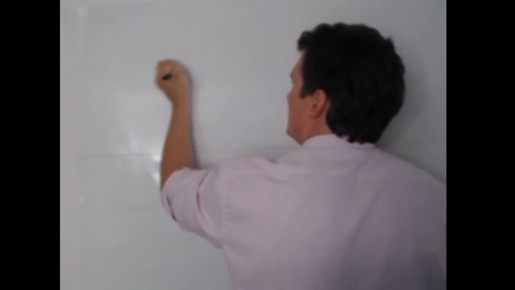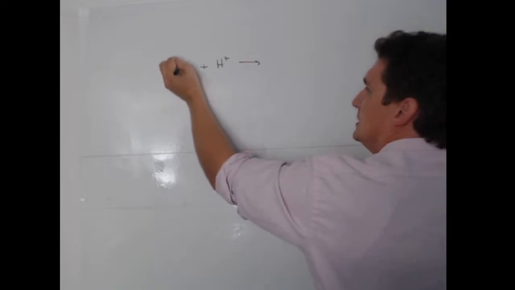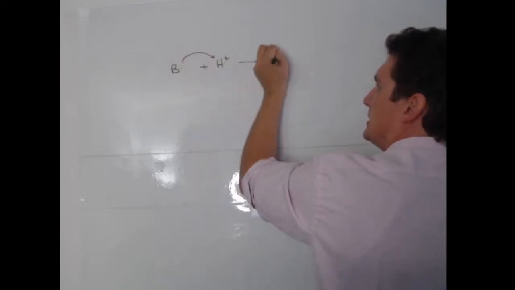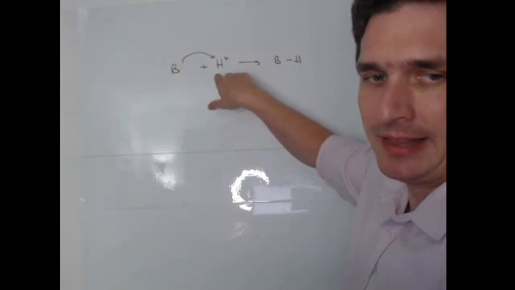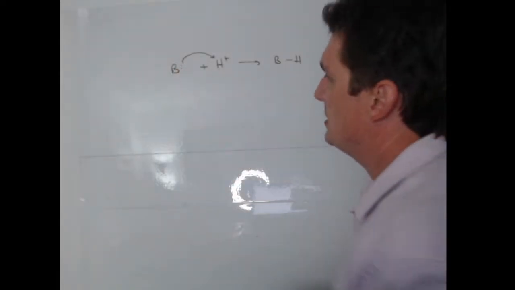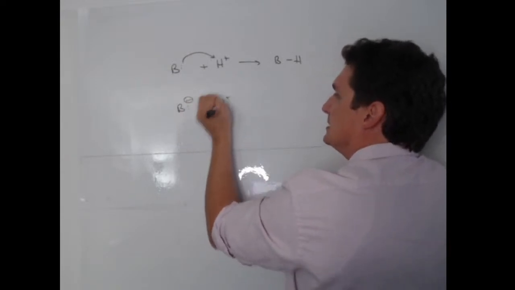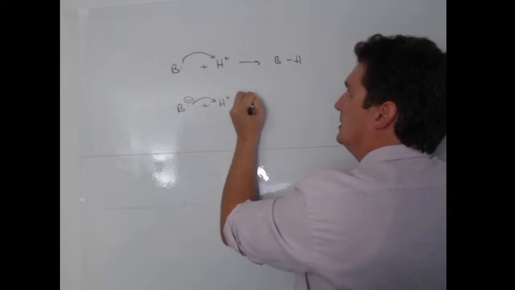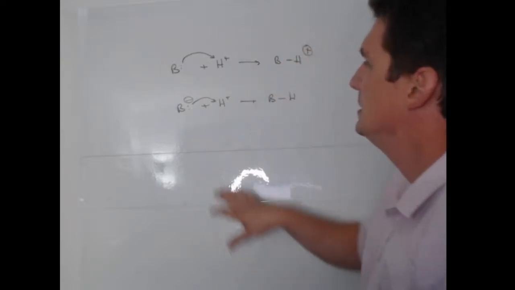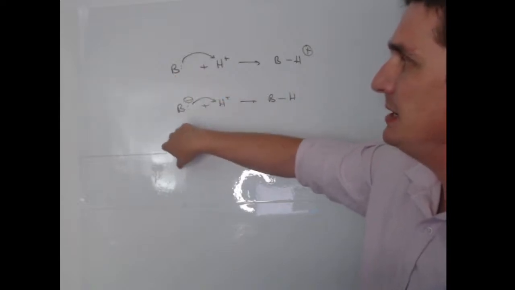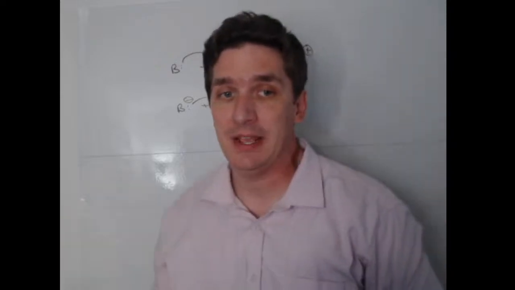So let's say we have a base, and in general, your base is going to attack the hydrogen to give you this reaction. Well, a neutral molecule is not that attracted to an H plus molecule, but definitely an anion is very attracted to a cation. So in terms of base strength, your neutral nucleophiles are not very good bases.